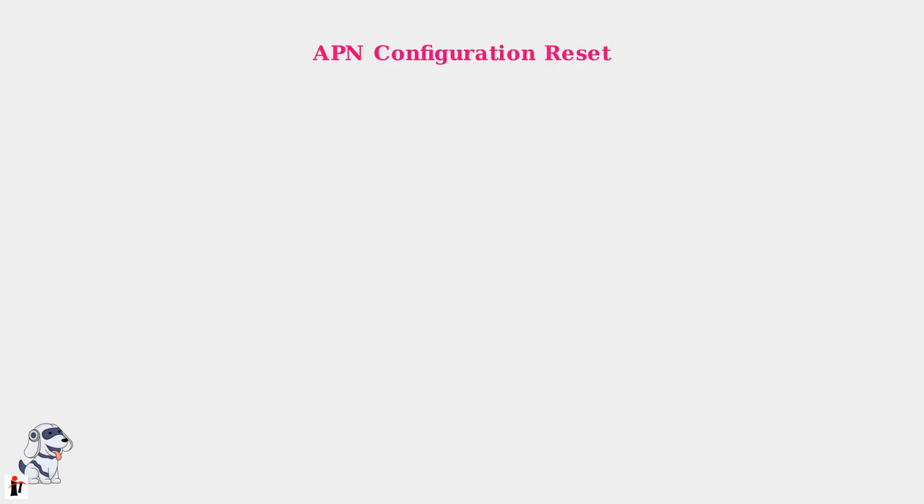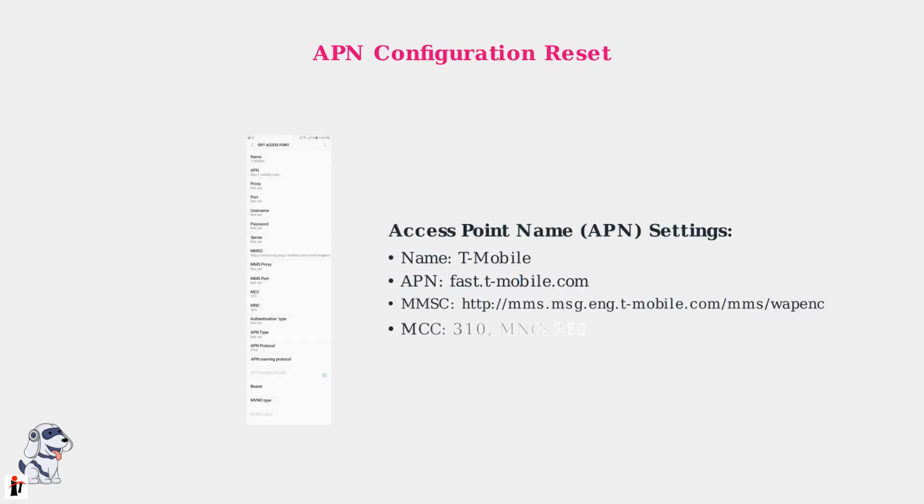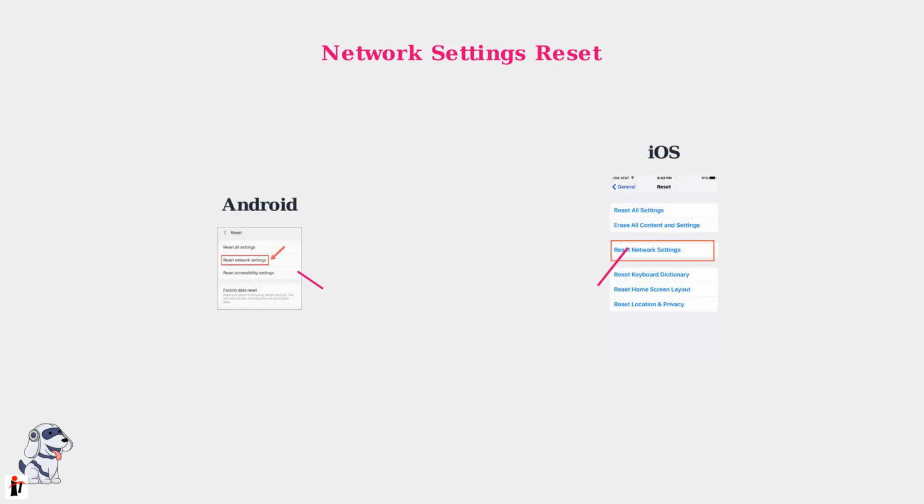When basic troubleshooting fails to resolve T-Mobile Error Zero, advanced techniques focus on deeper network configuration issues. The most common culprit is incorrect APN settings, which account for approximately 25% of all messaging failures. Resetting network settings is a powerful troubleshooting step that clears all network configurations and returns them to factory defaults. This process affects Wi-Fi passwords, cellular settings, and VPN configurations.